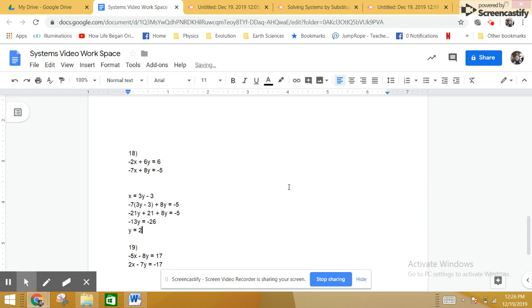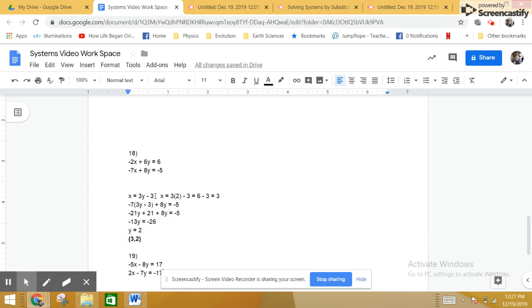And now I take that 2, I'm going to go back and plug it into this expression so I can find out x. X equals 3 times 2 minus 3 equals 6 minus 3 equals 3. So my solution is x equals 3 and y equals 2. So (3, 2) is my solution, and I've solved that system.